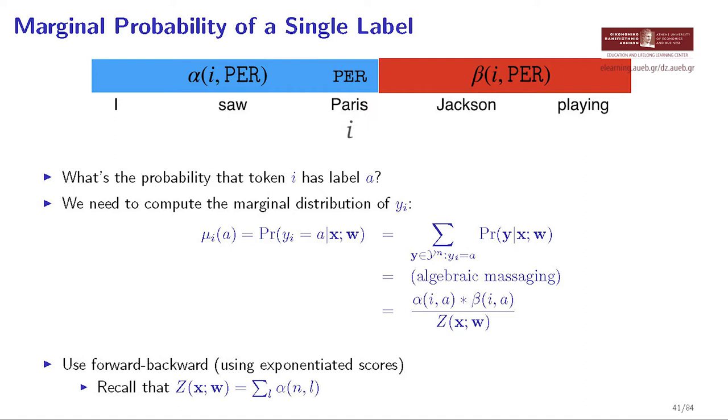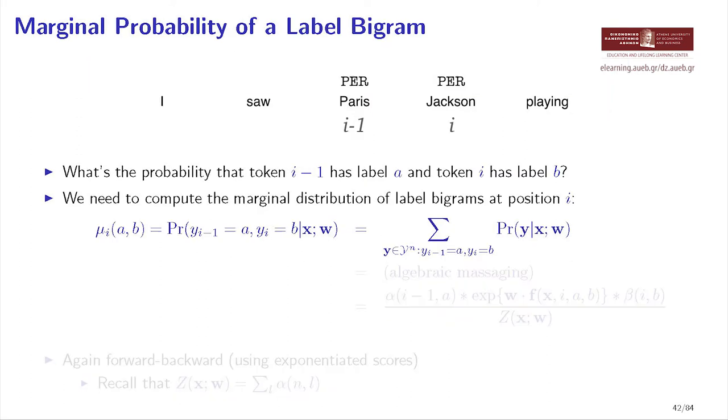There's plenty of literature. But the point is that with these computations, we can solve many other questions, like what's the probability of a certain label at a certain position. And there is more: we could ask for the marginal probability of a labeled bigram. So what's the chance that at this position I have not one label, but this pair of labels? When I ask for a labeled bigram at a position, I mean the current label and the previous one.